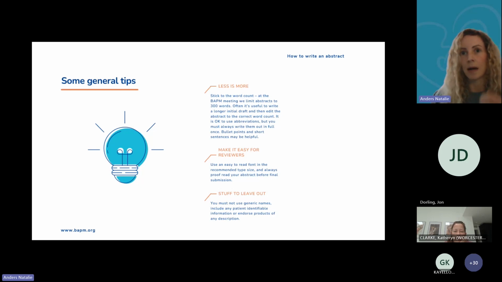Bullet points and short sentences are really helpful to get snappier points when you're trying to condense your words as well, making it easier for reviewers to read. Make sure you're using a really easy to use readable font, make sure it's a good size, and proofread before you send it in as well. If you've got peers that are happy to check over your work, then that's great as well. It's just another set of eyes to look over what you've written to make sure that it makes sense from a grammar and a results point of view.